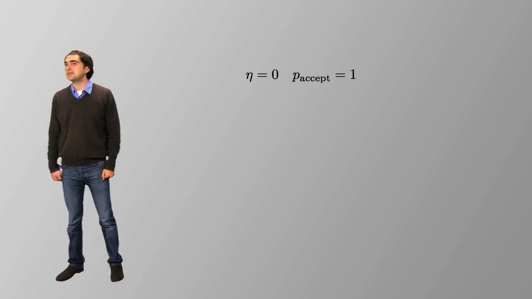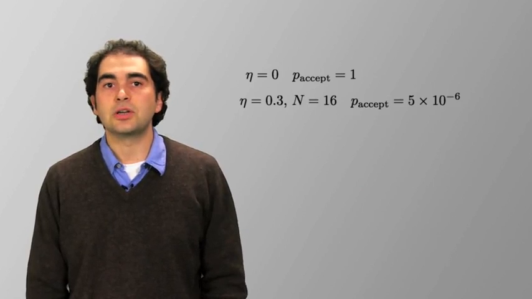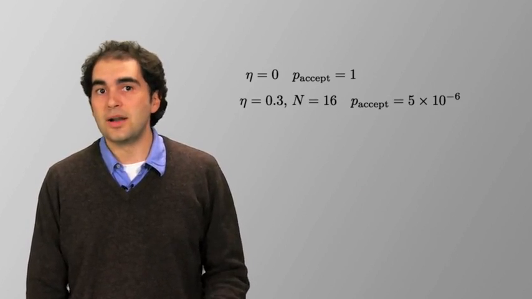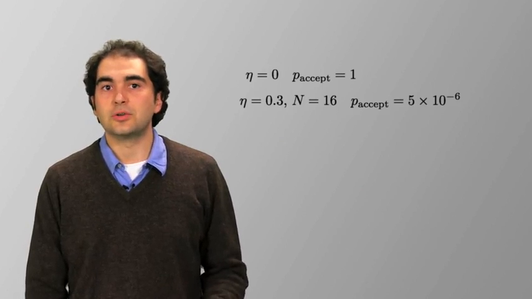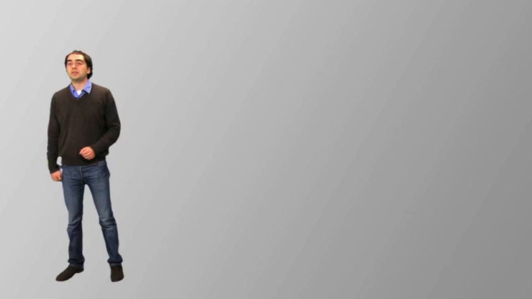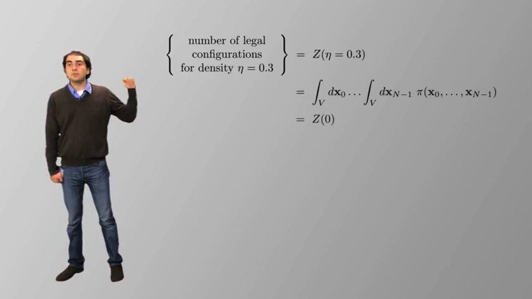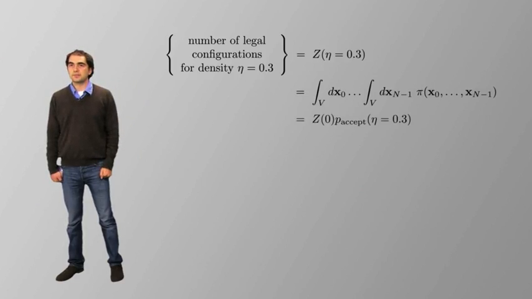We found that at density 0.3, the acceptance ratio is 5 times 10 to the minus 6. This means that the number of legal configurations is 200,000 times smaller than the volume of the original 32-dimensional space, V to the power n. The number of legal configurations at density eta, which is the partition function of the hard disks, is equal to the product of the partition function at density 0 times the acceptance ratio at density eta.